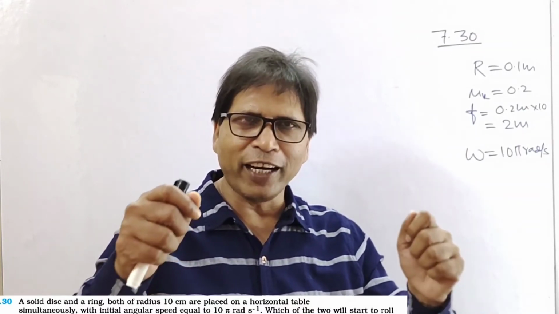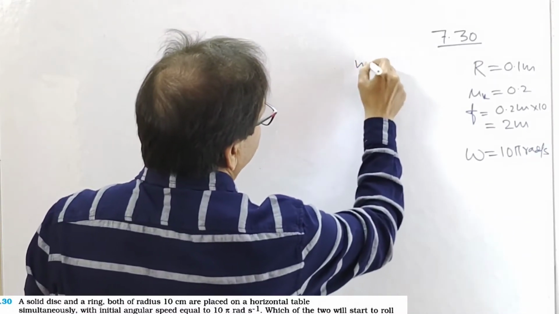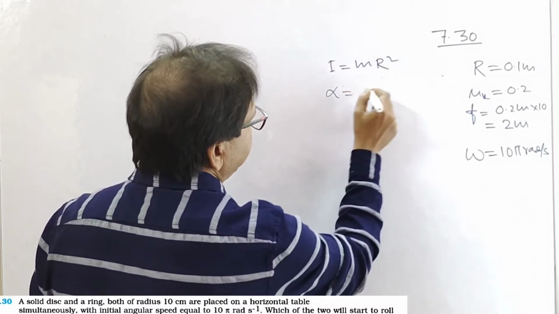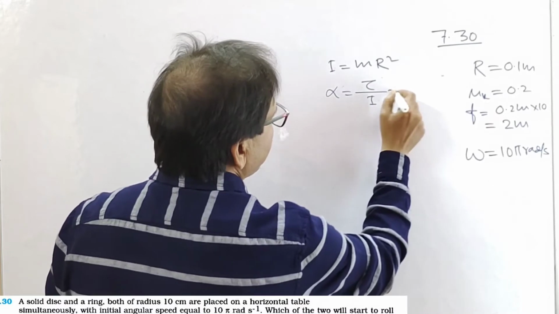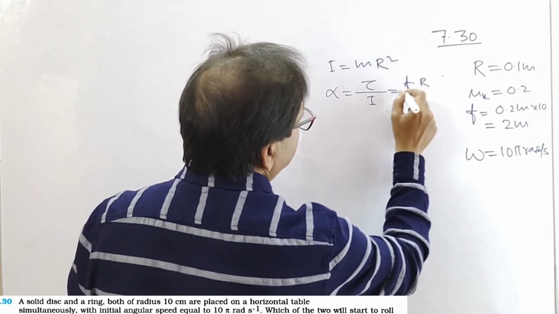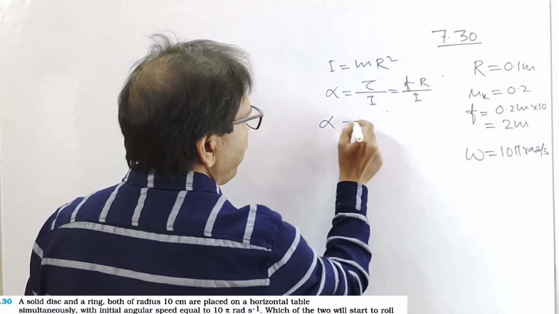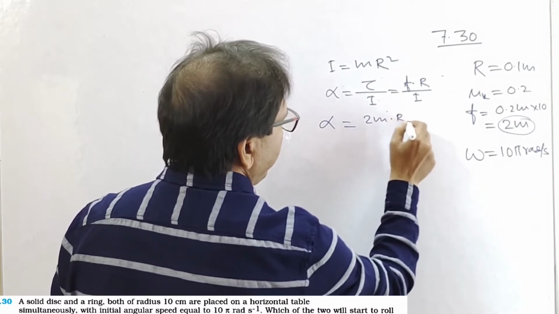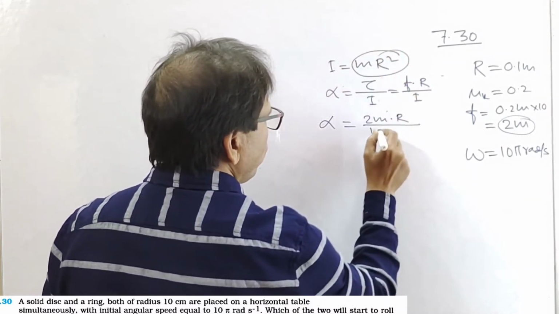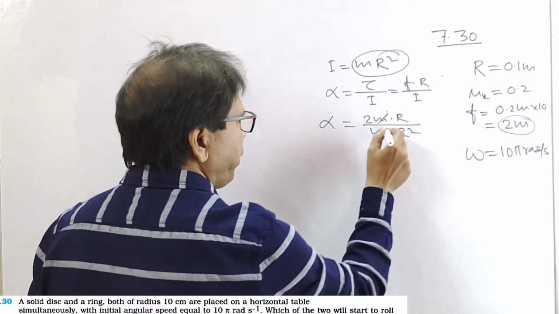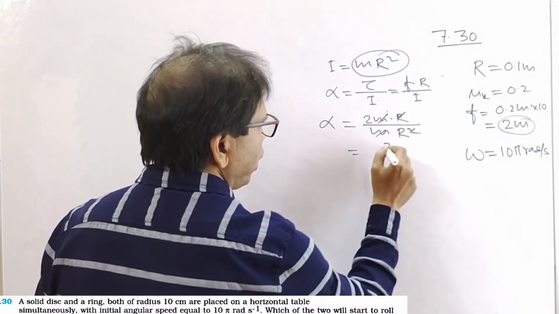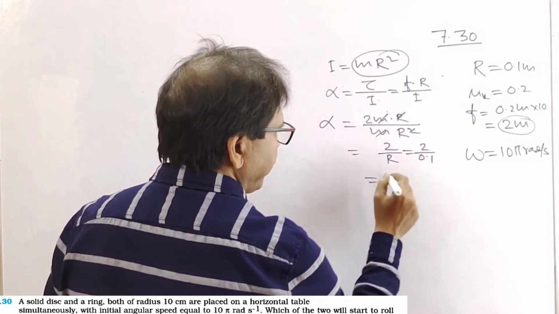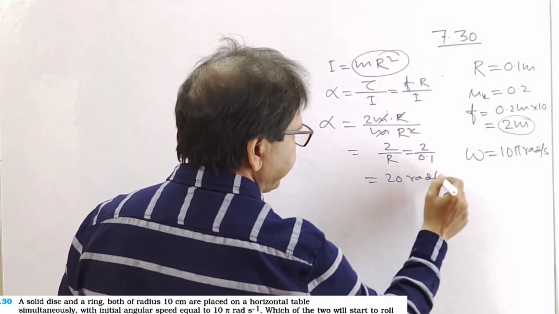Now first of all consider a ring. Now moment of inertia of ring is I equal to mr square. So angular acceleration is tau by I. Now tau equal to force of friction into r, divided by I. So look at this, alpha equal to, now force of friction is equal to 2m, so this is 2m into r divided by I equal to mr square. So here m cancels out, r cancels out. So this is 2 by r. Now r is 0.1. So 2 by 0.1, that is 20 radian per second square.